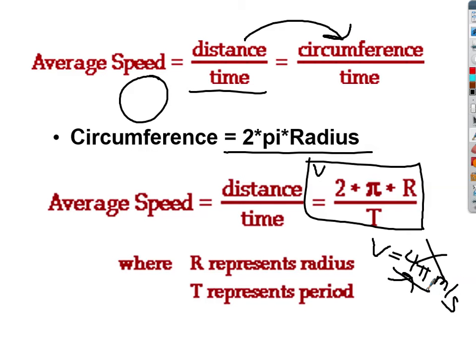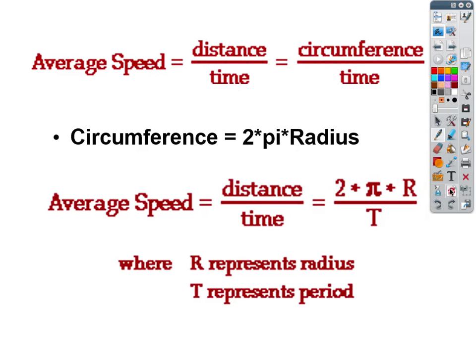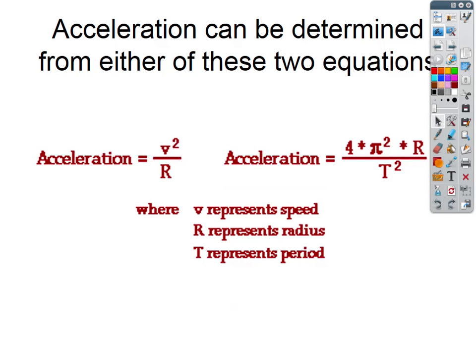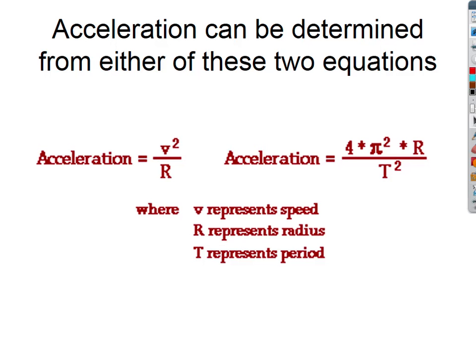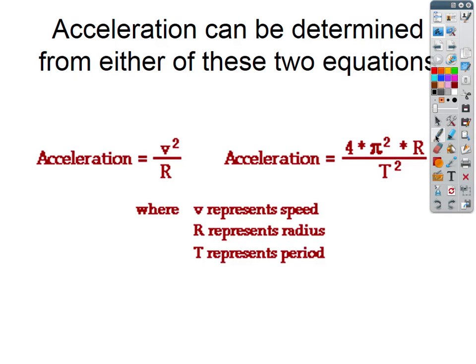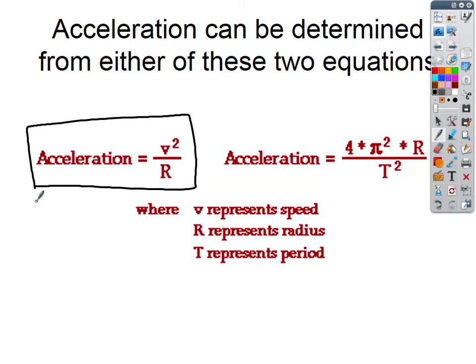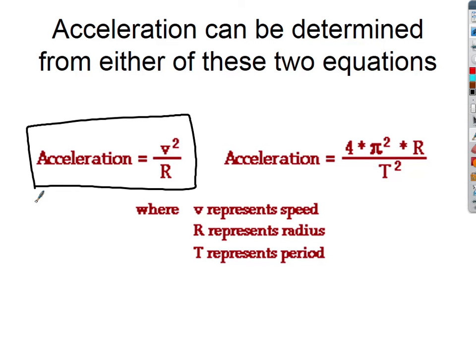But there's your formula. Velocity equals 2 pi r over the period. Okay? And this r is the radius. T, big capital T, is the period. All right? As for acceleration on a circle, we need a different formula, and we do this one right here. Acceleration is v squared over r.